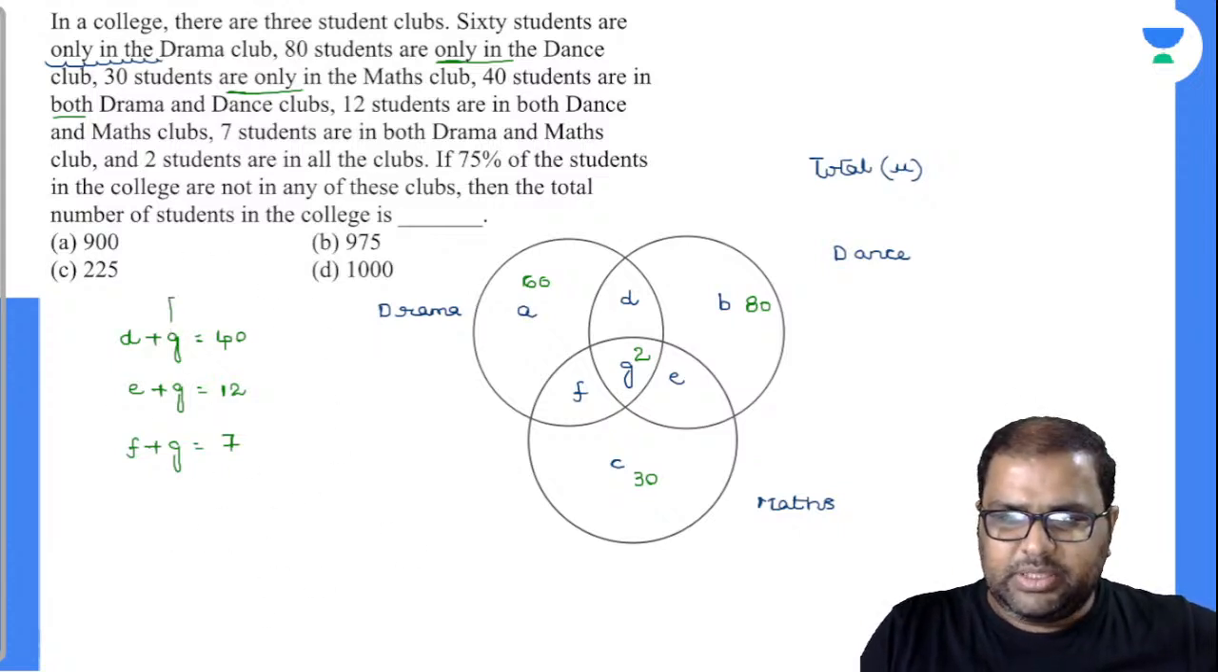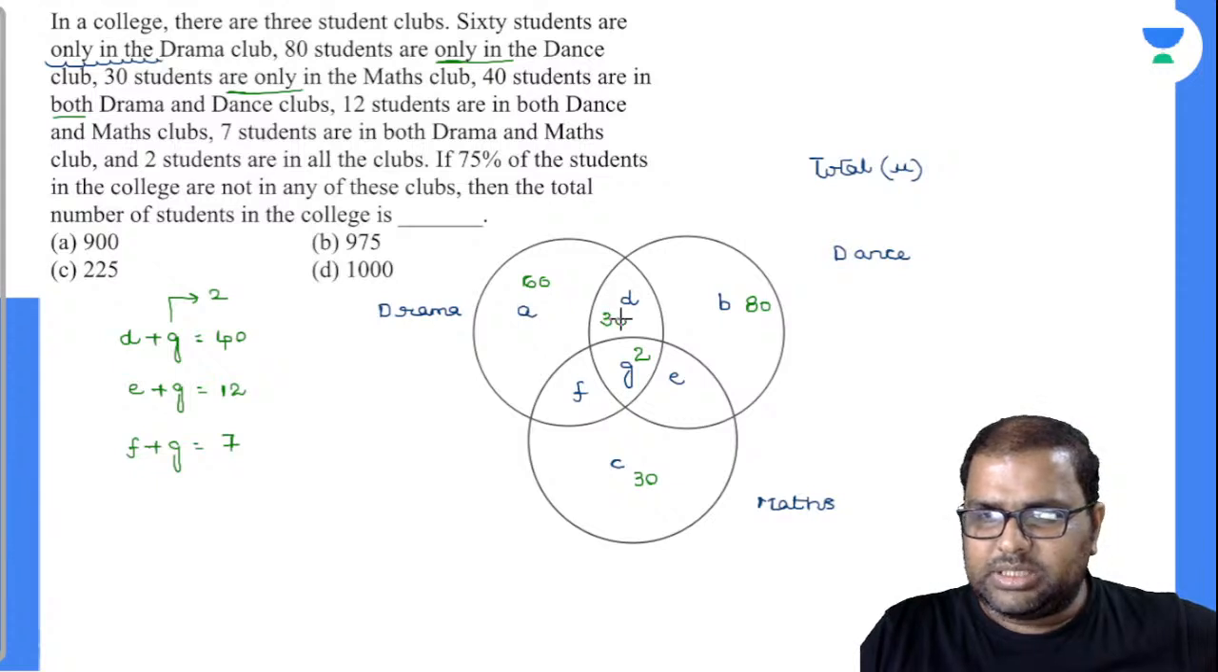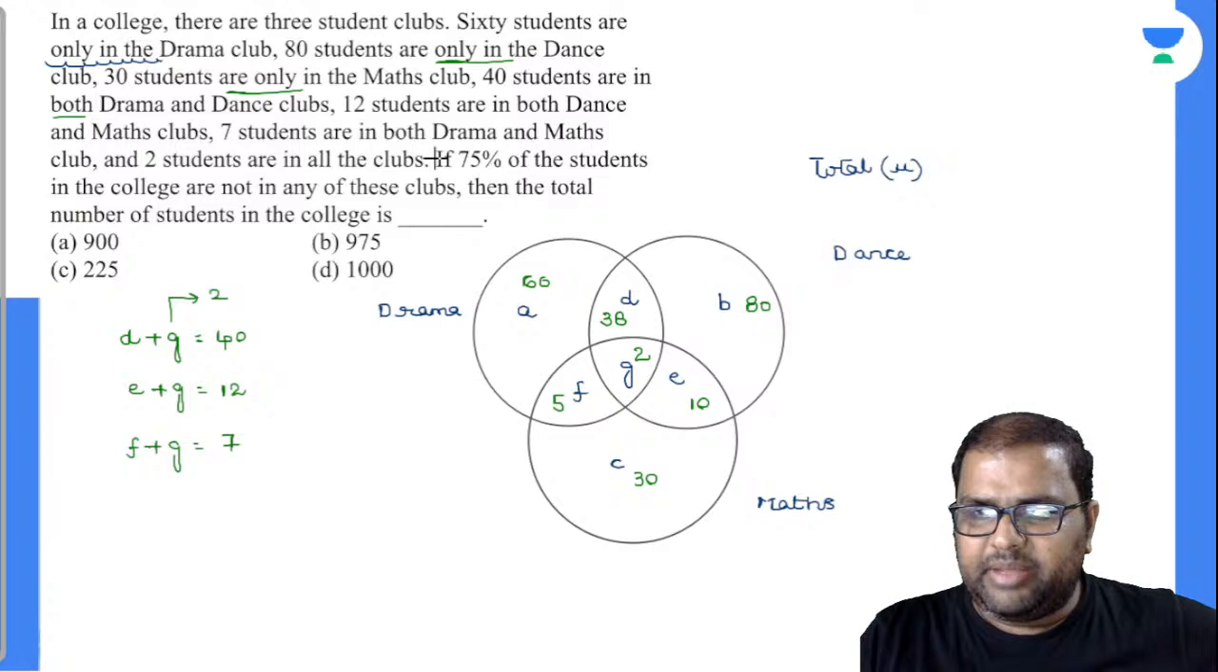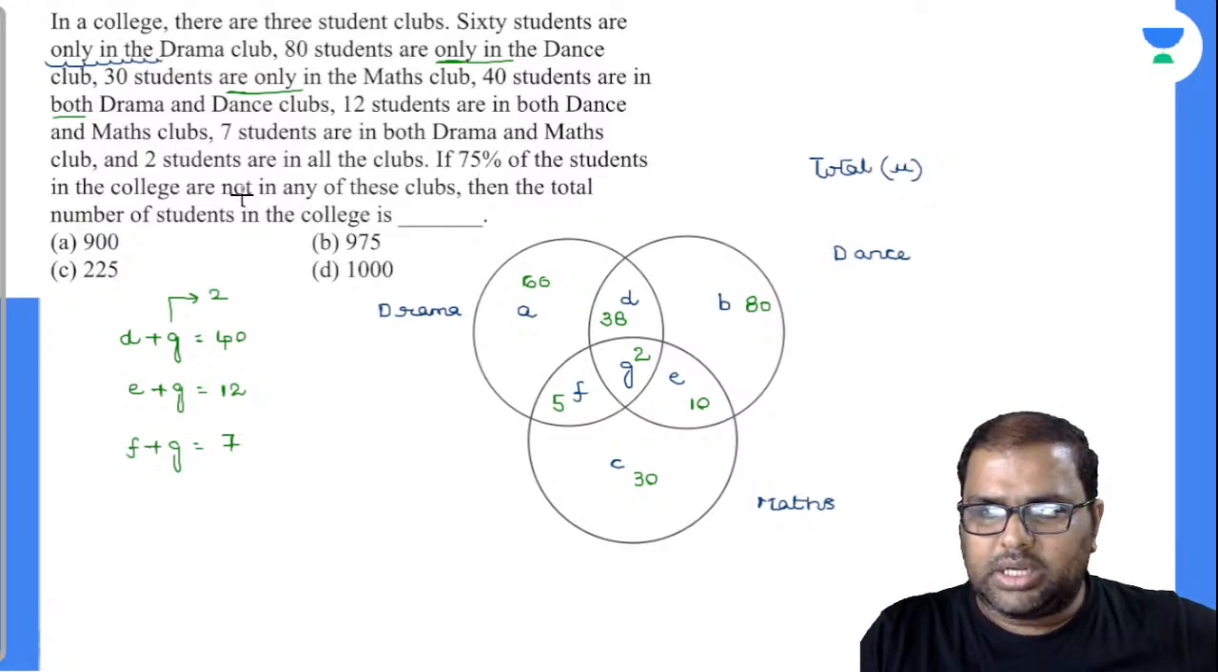If G value is 2, then what will be my D value? D value will be 38. I'll write down this 38 here. If G value is 2, E value will be 10. If G value is 2, F value will be 5. Okay, fine, very good.